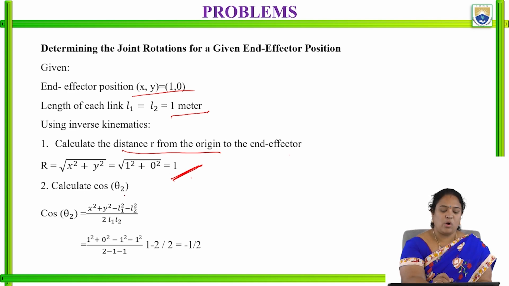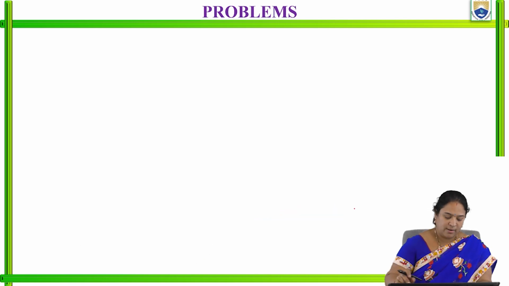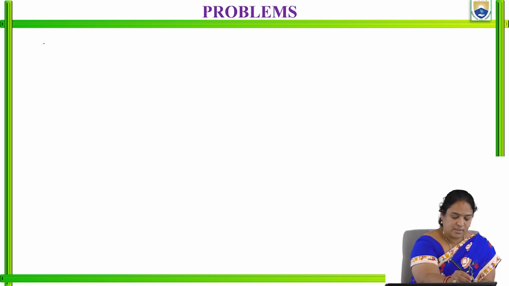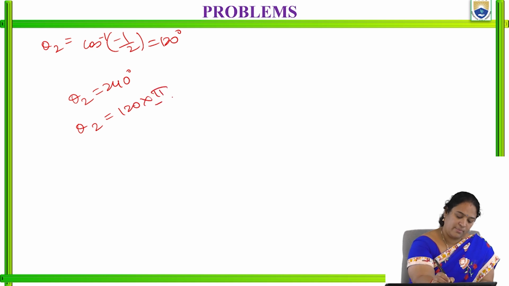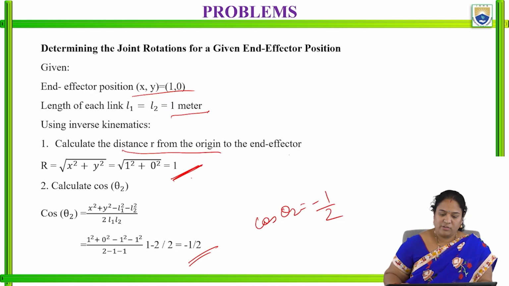Now, calculate cos of theta 2. Cos theta 2 is nothing but x square plus y square minus L1 square minus L2 square by 2 L1 L2, where we are getting cos theta 2 as minus 1 by 2. Right? Now, in the same way, theta 2 is equal to cos inverse of minus 1 by 2, it is nothing but 120 degrees, or when we consider it as 240 degrees, theta 2 is equal to 120 into pi by 180, which is 2 pi by 3.